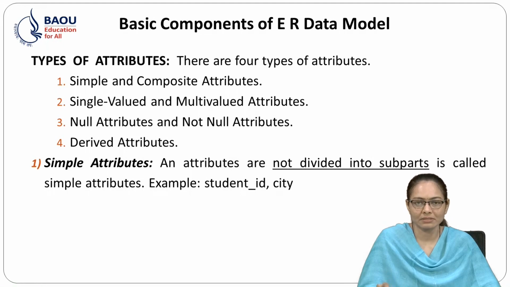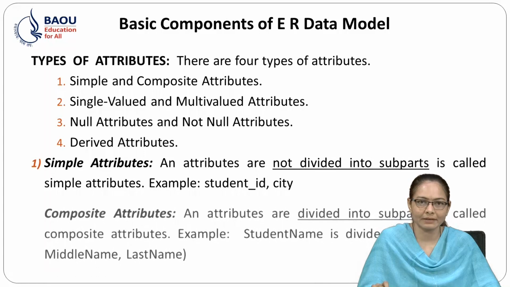simple attributes. Now the composite attributes. The attributes that are divided into subparts are called composite attributes. For example, student name is divided into three parts: first name, middle name and last name. So it is called the composite attributes.